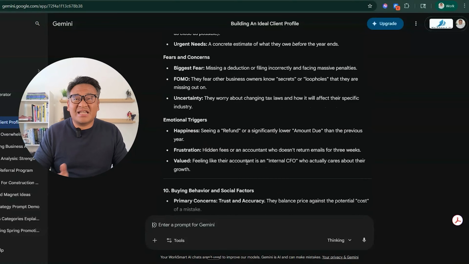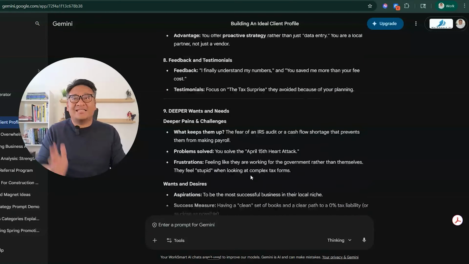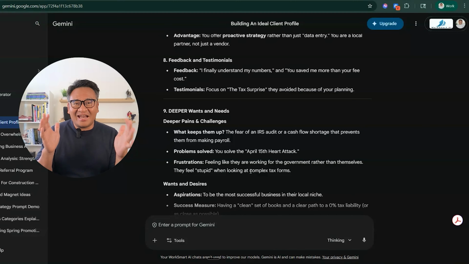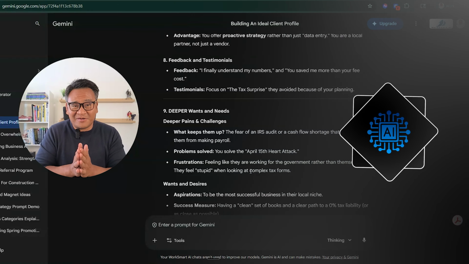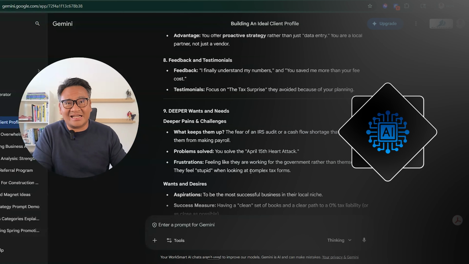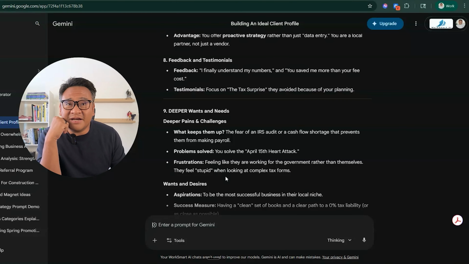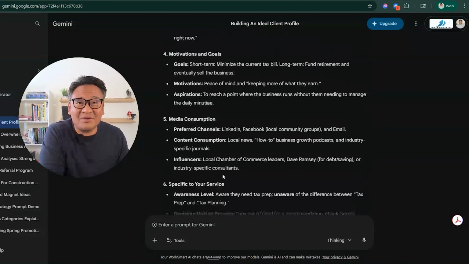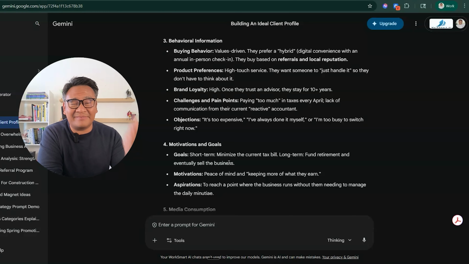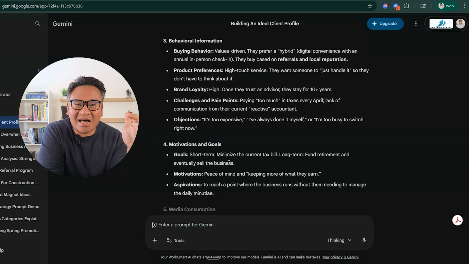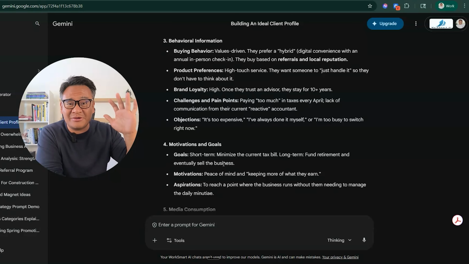There it is. I can just copy this, paste it, and save it in a document that is my ideal client profile document. In the future, when I use AI for stuff, I'm going to feed it this for context. Now, just keep in mind, AI is not perfect. In here, some stuff you may want to change, some stuff you think needs to be added, so add it. And some stuff you may feel is not as relevant, take it out. That's okay.